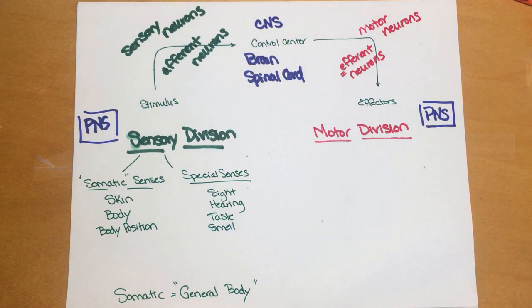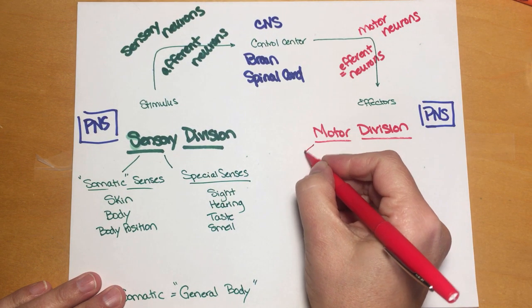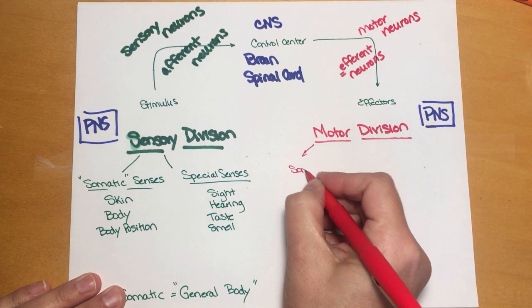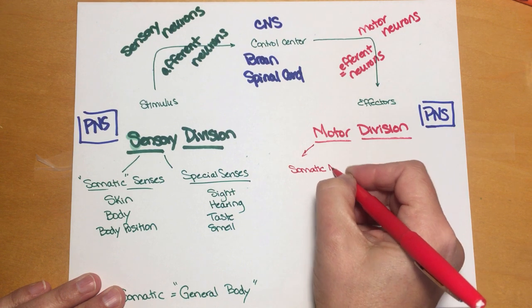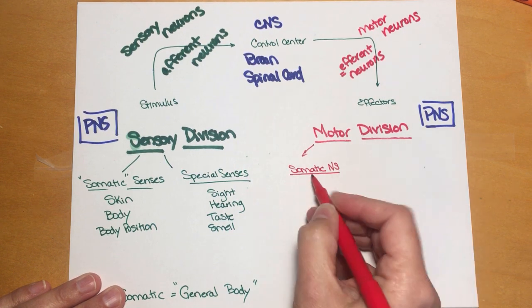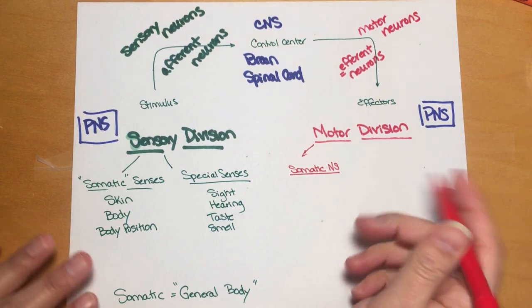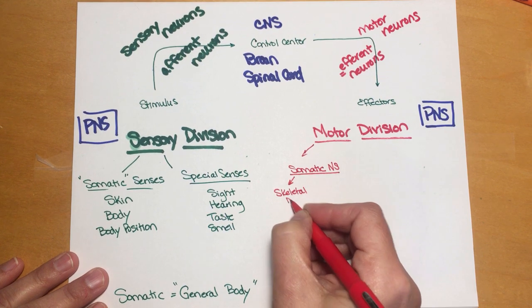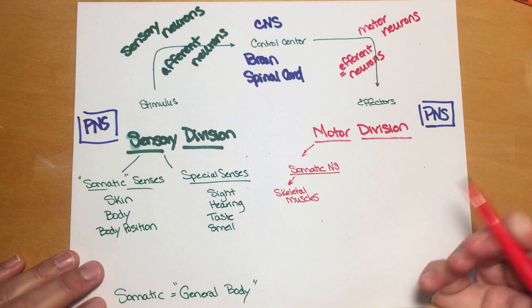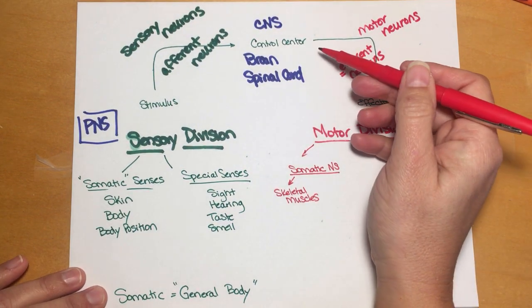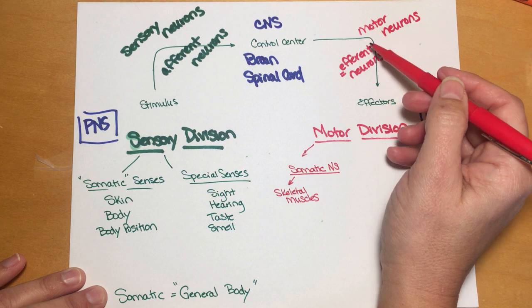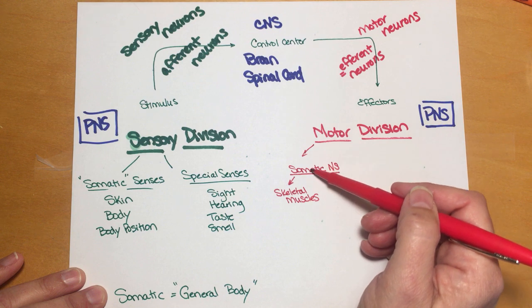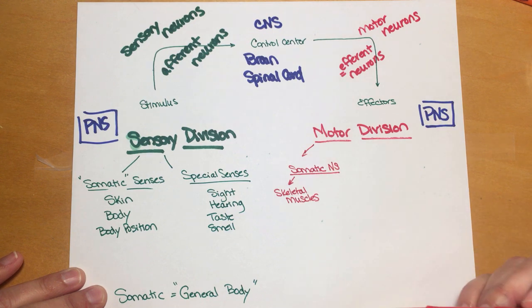We can also divide the motor division. So one of the areas of the motor division is our somatic nervous system, the somatic motor division. And remember what somatic means, that's general body. It's like nothing really all that special. And that's pretty much your skeletal muscles. So in the example that we talked about where we needed to have skeletal muscles contract to generate heat, that would be carried on a motor neuron to the somatic nervous system, which controls your skeletal muscles.